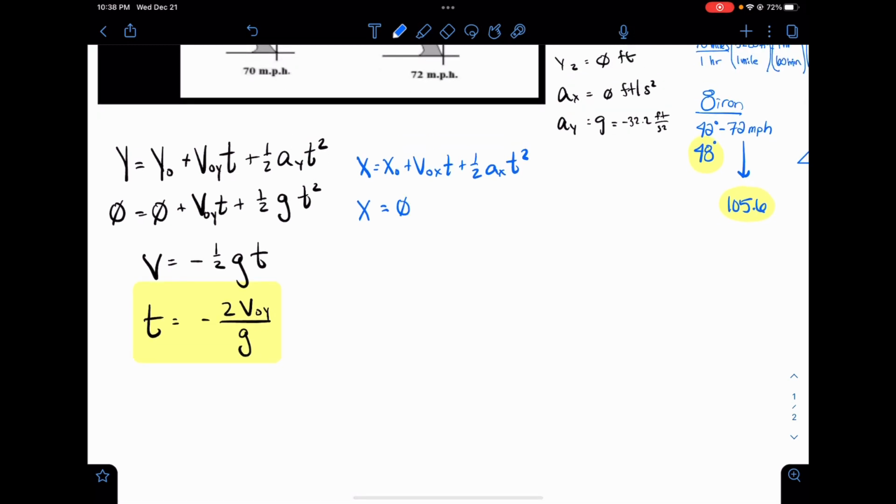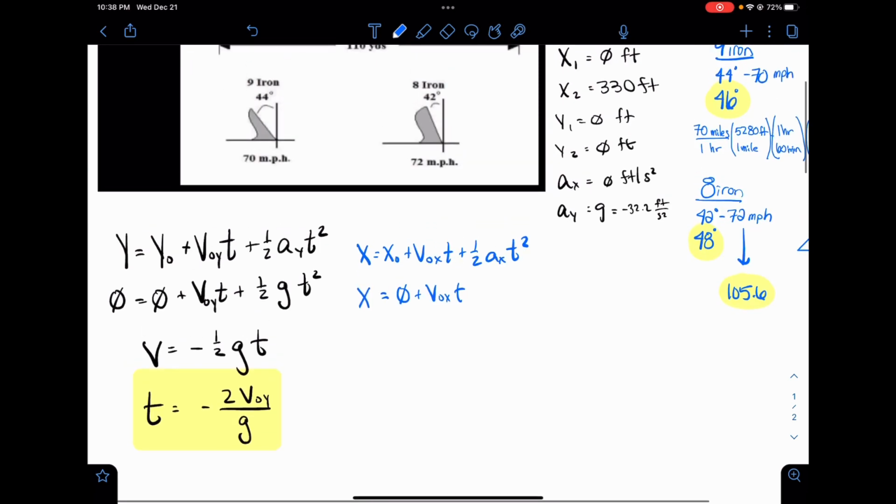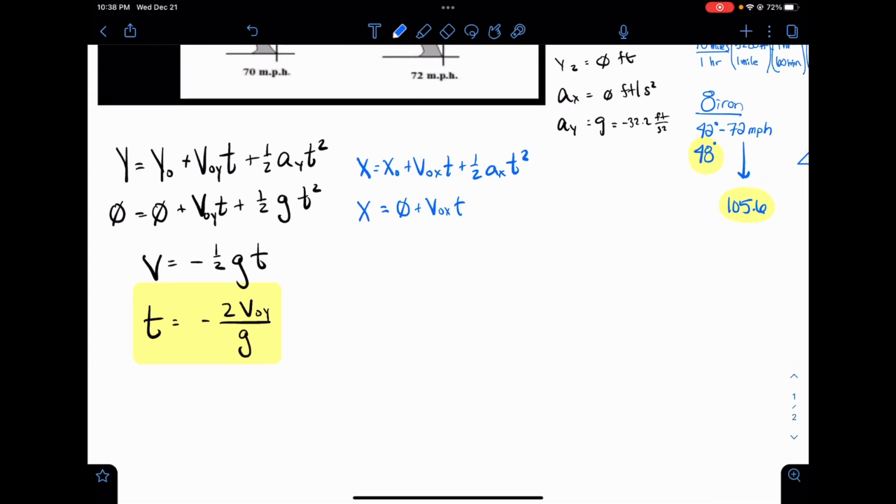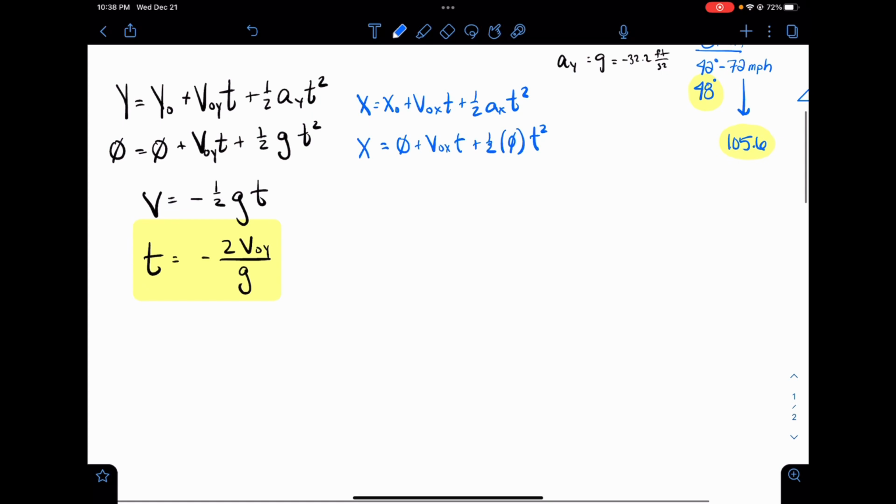Our initial position is 0. We have an initial x speed. That's going to be the other component of our initial speed, times time plus 1/2 0 acceleration in the x direction times t squared. So our x final position is equal to v naught x times, this time is the same time that we just solved for, minus 2 v naught y times g.